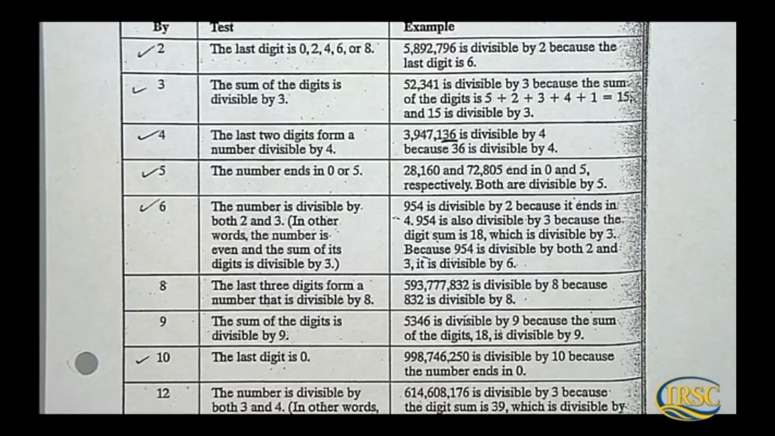Notice 8 is equal to 2 to the 3rd power, so that's why you need 3 digits. 4 is equal to 2 squared, 2 to the 2nd power, so that's why you need 2 digits at the end.